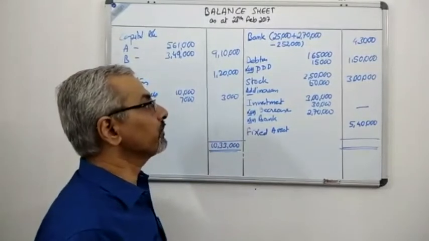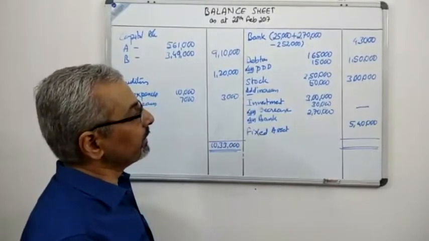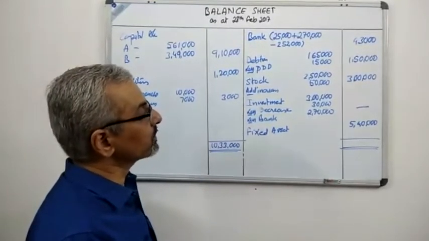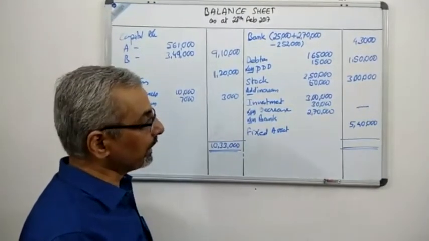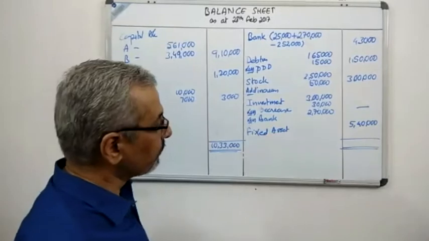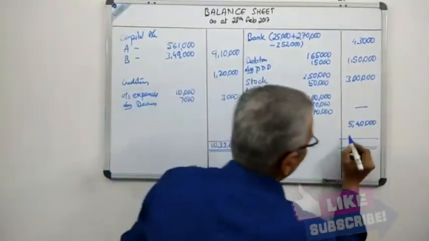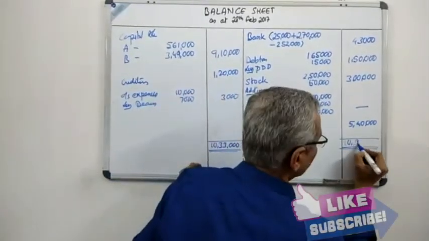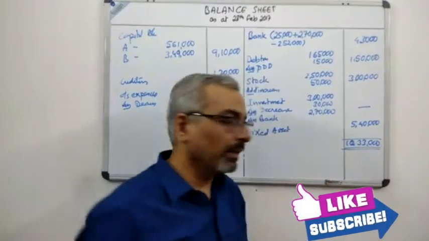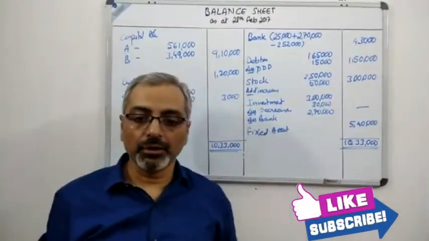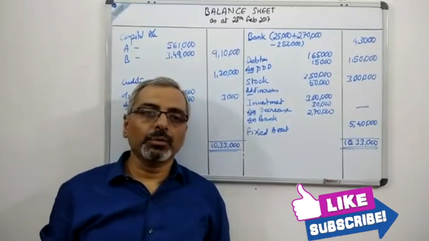Now let us see over there how much we are having. 43,000 plus 1,50,000 gives us 1,93,000. 1,93,000 plus 3 lakh gives us 4,93,000. 4,93,000 plus 5,40,000 gives us absolutely 10,33,000. Therefore, sum number 22 tallies at 10,33,000. And with this, we conclude sum number 22.